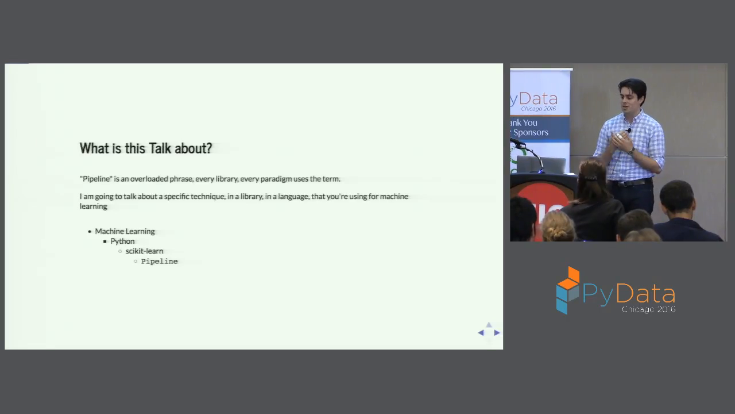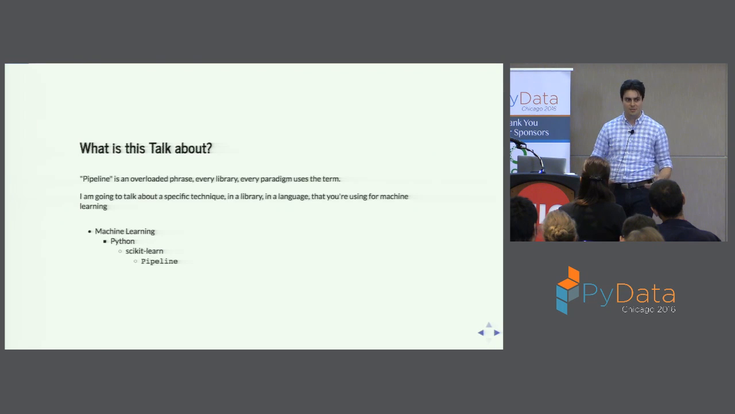What is this talk about? Pipeline is an overused term. Every freaking library uses this term. I'm going to talk about a very specific pipeline. It's a technique inside of a library, Sklearn, inside of a language, Python, that I'm using to do machine learning. If I say pipeline, I'm referring to this one thing, not all the other uses of pipeline throughout the entire programming community. All right, we're all good with that.